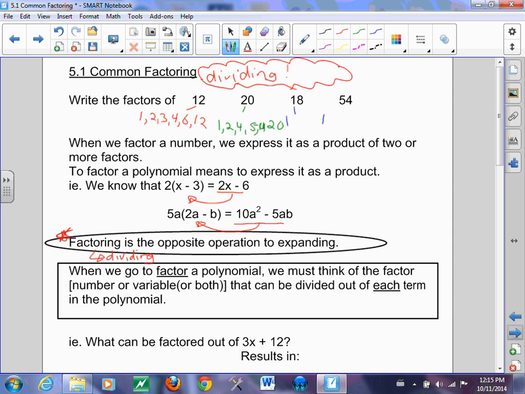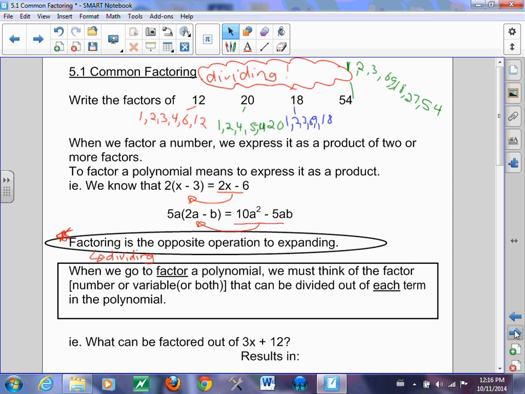So 1 and 18, 2 and 9, and 3 and 6. Okay, 54 is a bit bigger, so I'm going to start up here. I'm going to go 1 and 54. Okay, and then I'm going to go 2 and 27. And then I'm going to go 3 and 18. Okay, and then I'm going to go 6 and 9. Okay, so it's a bigger one.